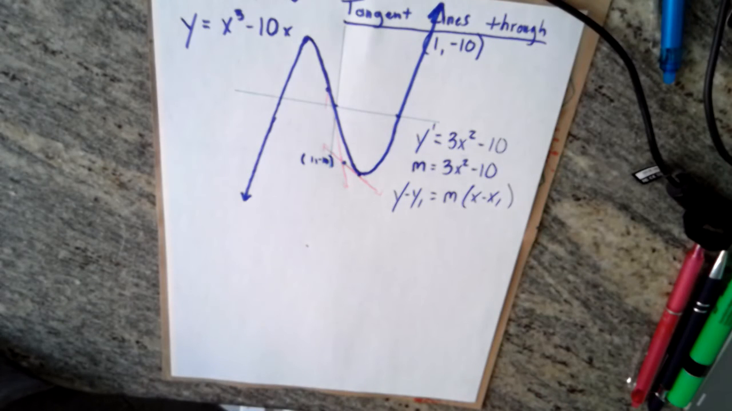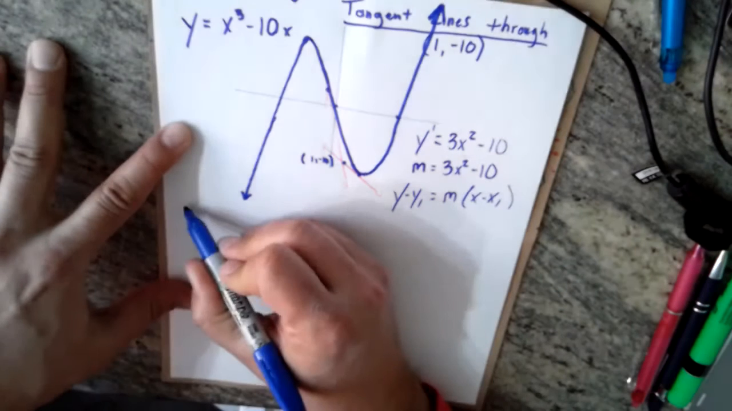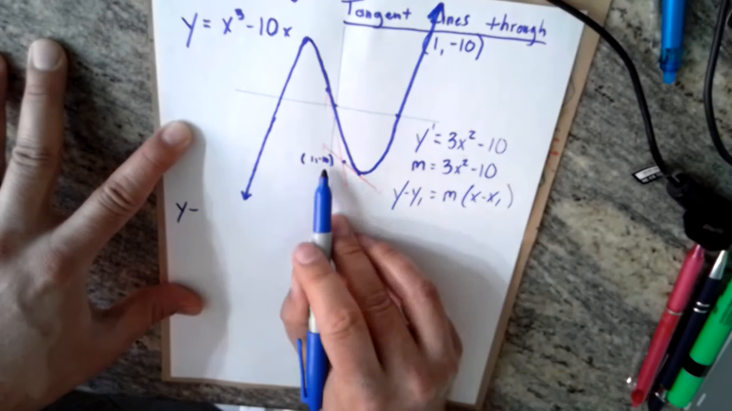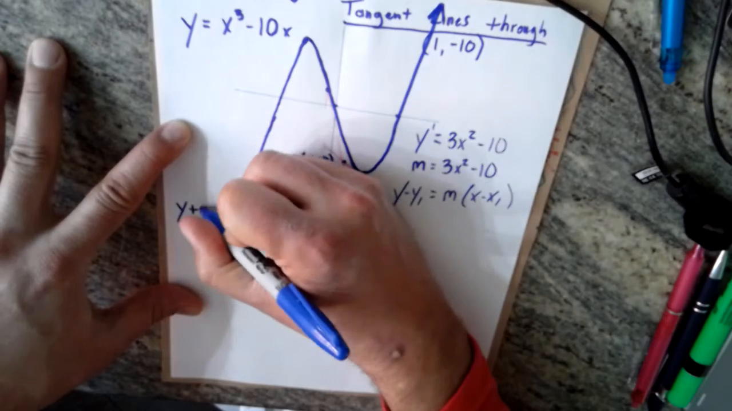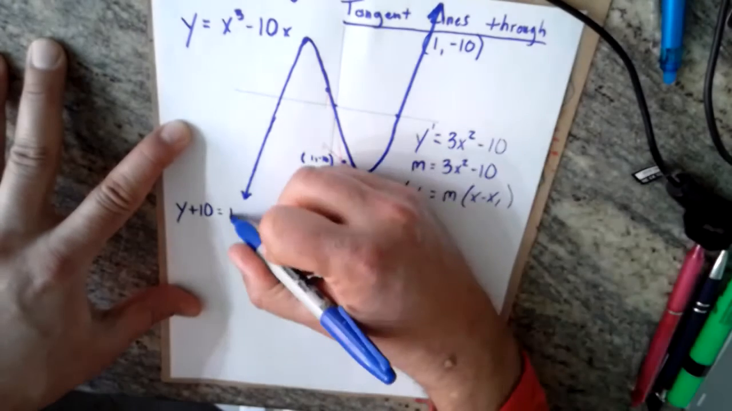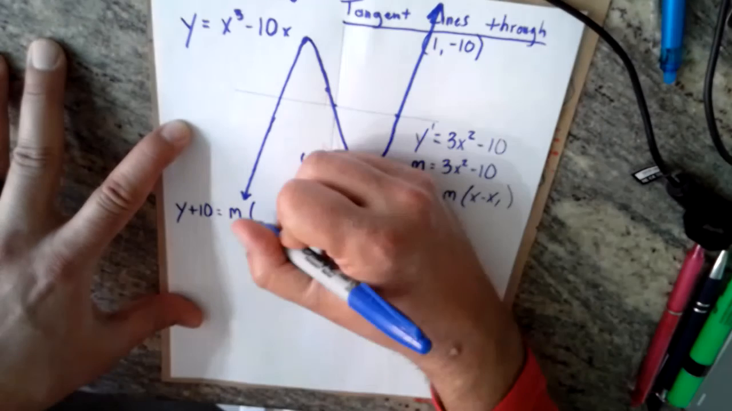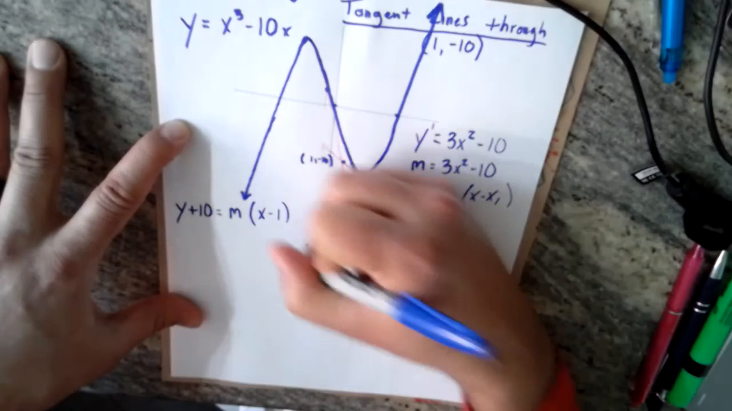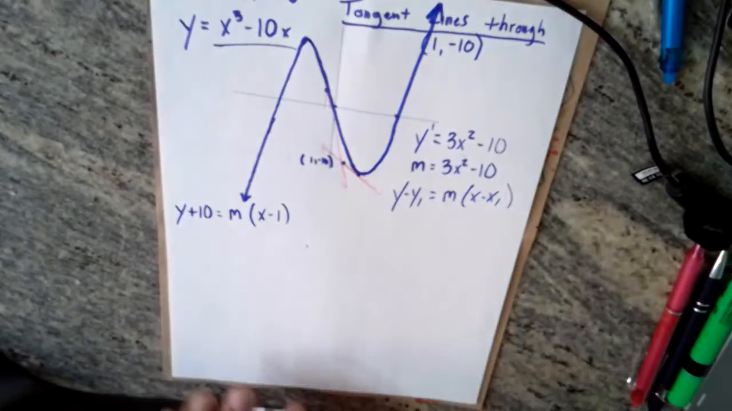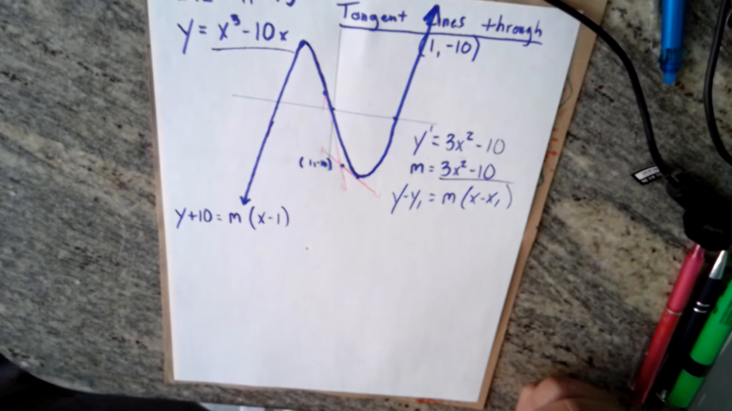Let's see what we can find out. So I'm going to move over here. y minus a negative 10, so that turns into a positive 10, equals m. I'll just keep it like this for now, times x minus 1. Now, look, this is what our y is. This is what our m is, which is going to give this entire equation in terms of x.